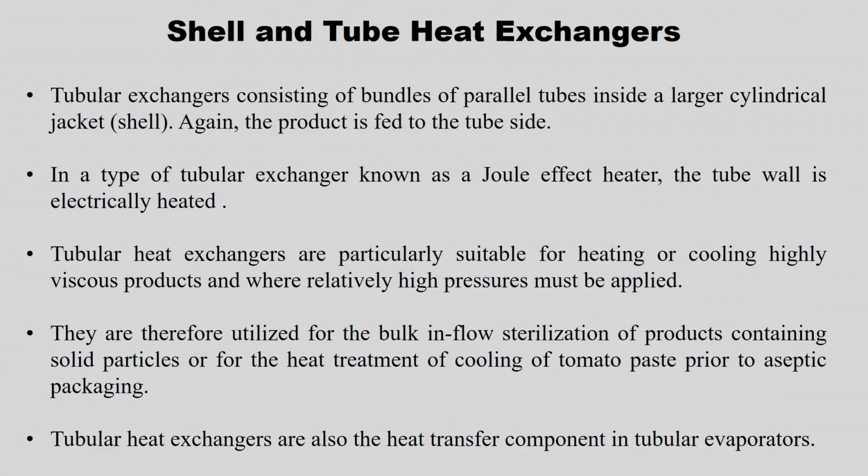So, the next one is shell and tube. The tubular heat exchanger consists of a bundle of parallel tubes inside a larger cylindrical jacket. Again, the product is fed into the tube side. In a type of tubular exchanger known as a Joule effect heater, the tube wall is electrically heated.